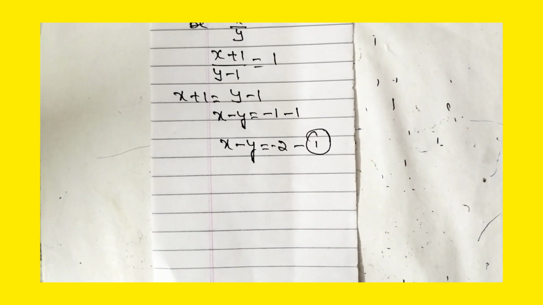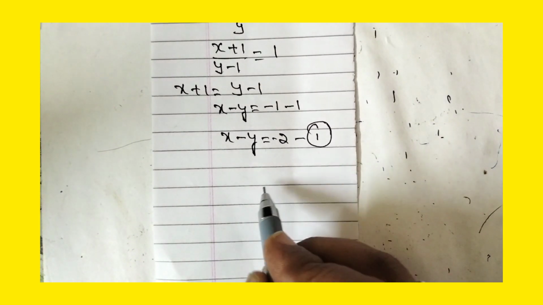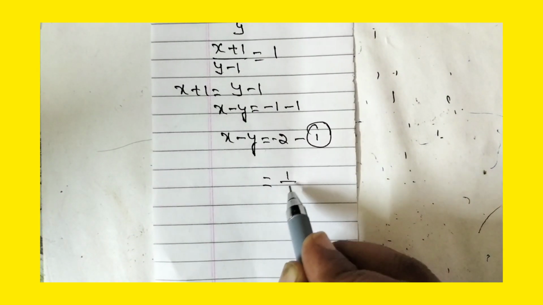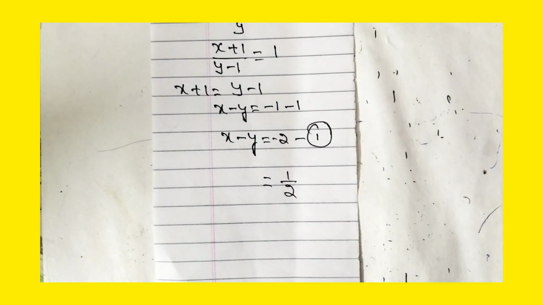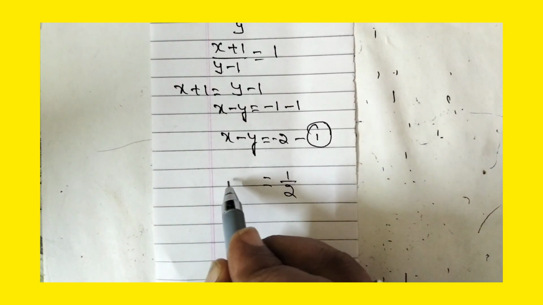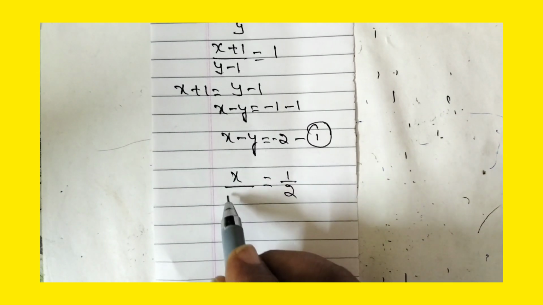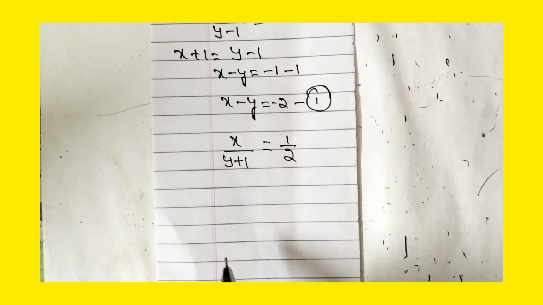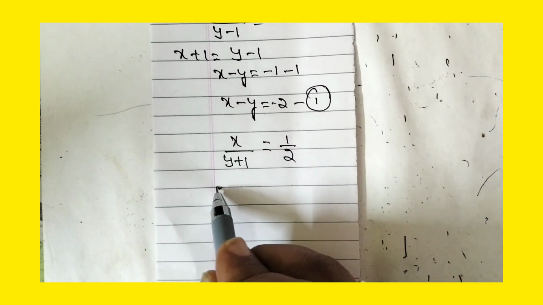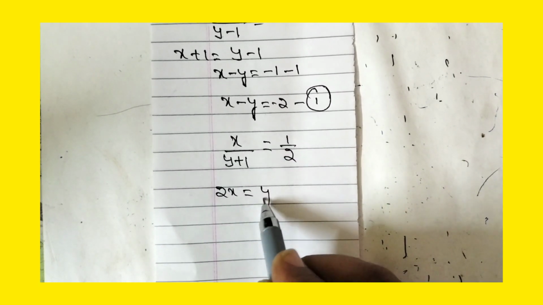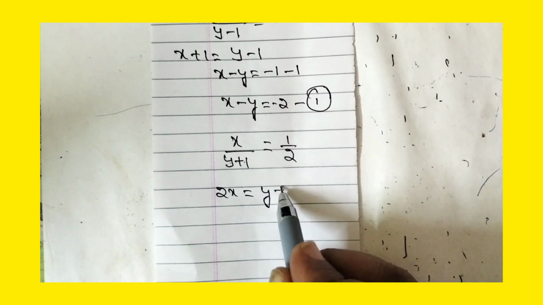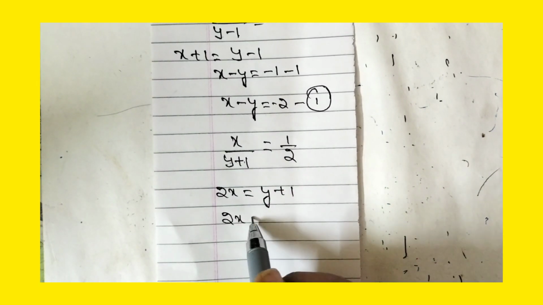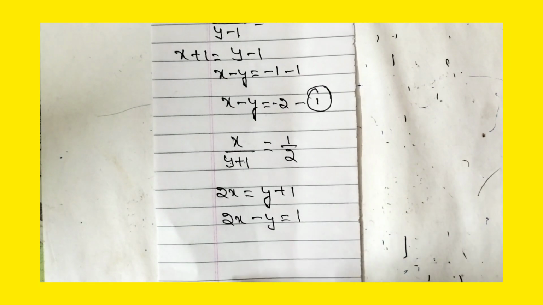Then one more condition is there. It becomes 1 by 2. That means the fraction becomes 1 by 2 when we only add 1 to the denominator, keeping the numerator as it is. So cross multiply: 2 into x, 2x is equal to y plus 1. So 2x minus y is equal to 1. Call it equation 2.